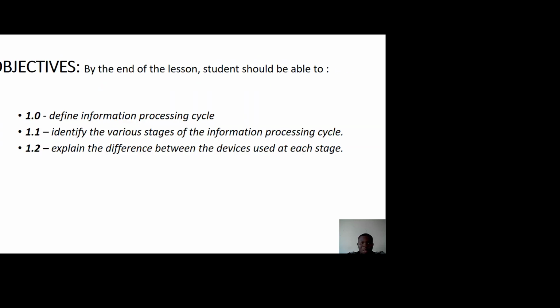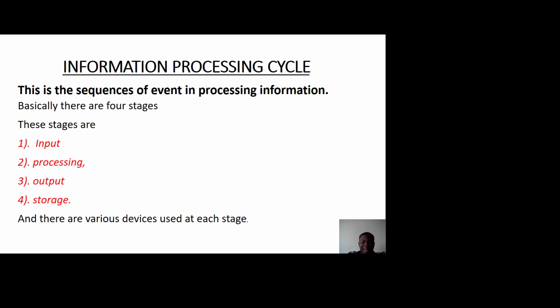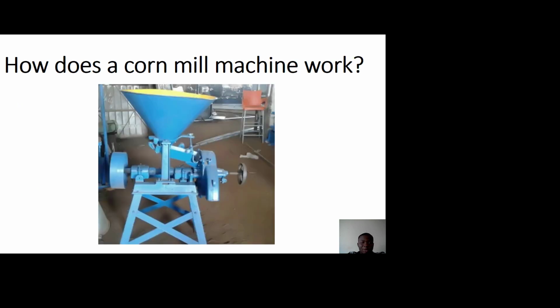So by the end of this lesson, you should be able to define information processing cycle, identify the various stages of the information processing cycle, and explain the differences between the devices used at each stage. So when we talk about information processing cycle, it's how the computer processes data into information.